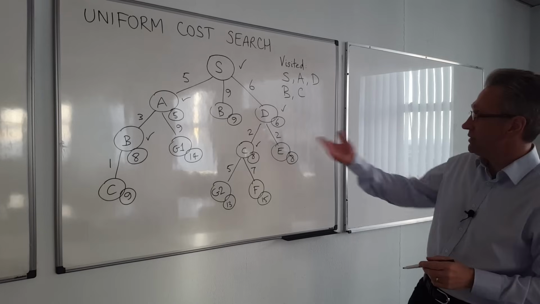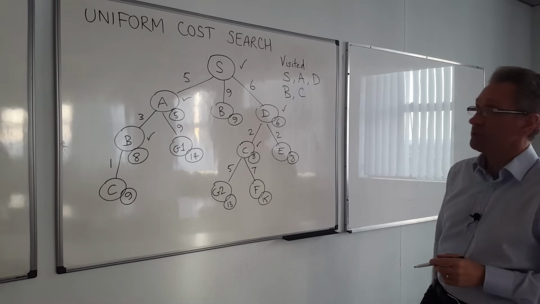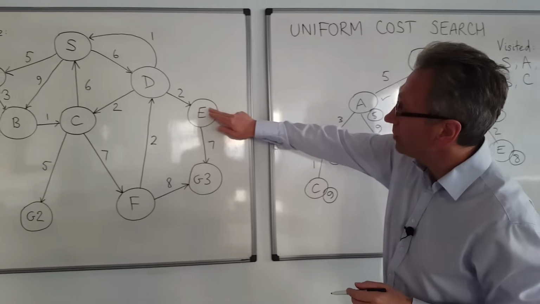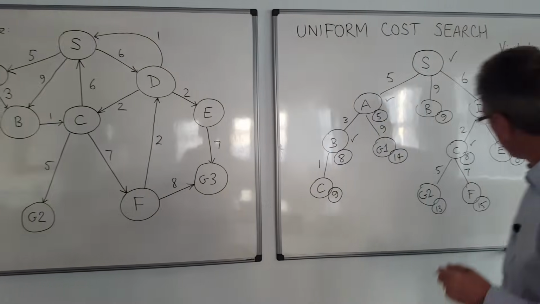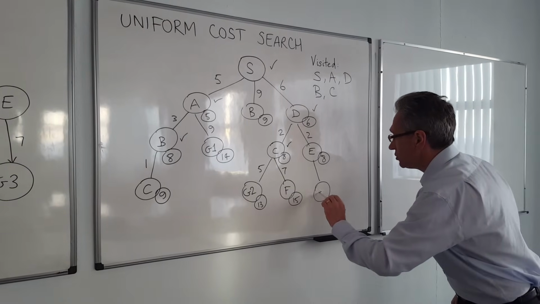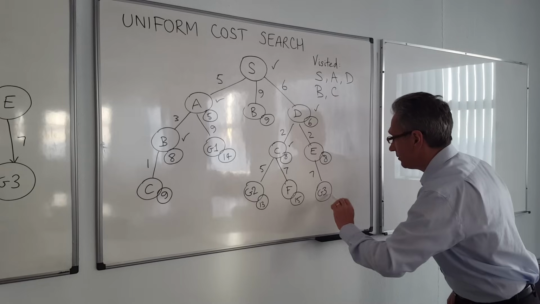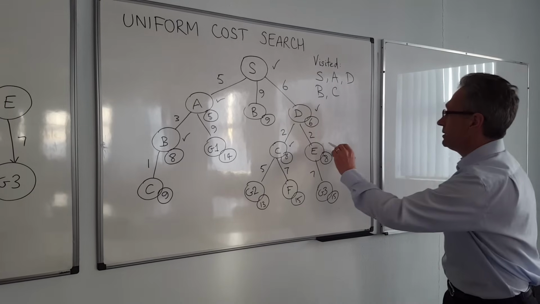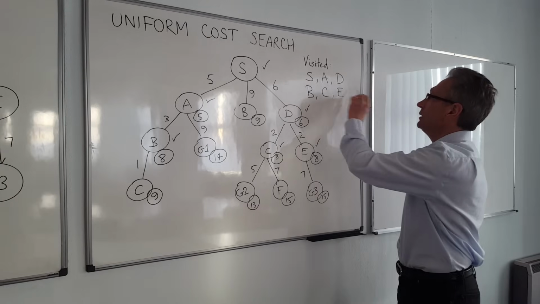Next one to visit is E. It's not the goal state, so we expand it. The only place that we can go to from E is to G3 for a cost of 7. So we'll add that. G3, cost of 7, 15. And E is now visited. We'll add it to the list.